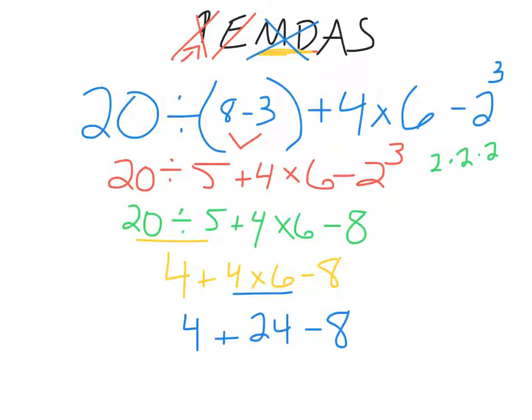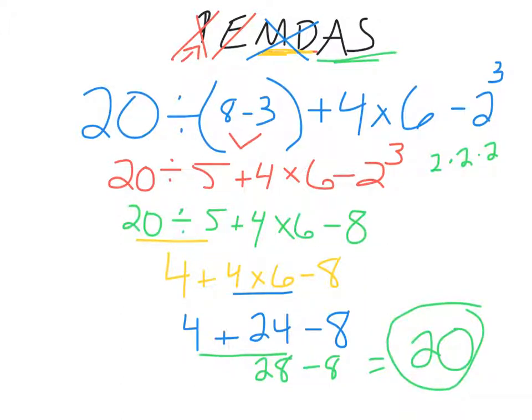Now moving on to the addition and subtraction, and that's all we have left. That should always be our last step, and again, we always read that from left to right. So 4 plus 24 would come first. 4 plus 24 I know is 28, and then 28 minus 8 is going to give me 20. And so that's how we use that order of operations.